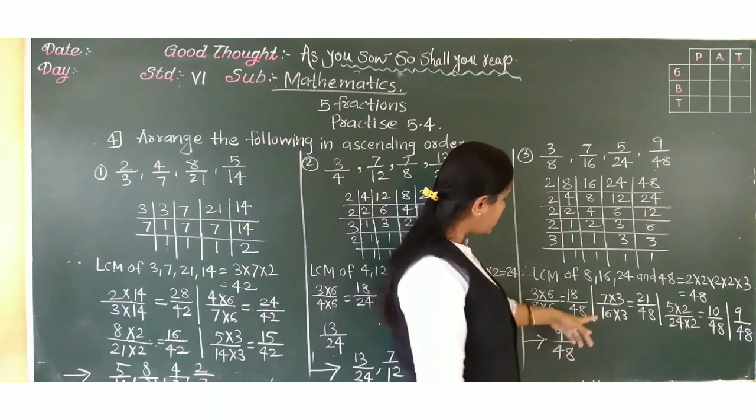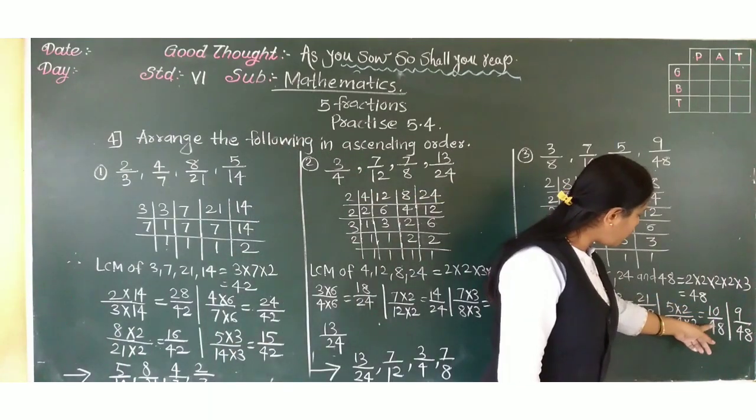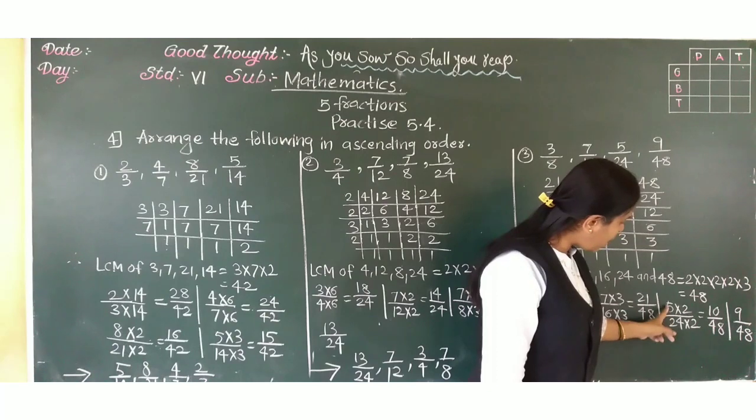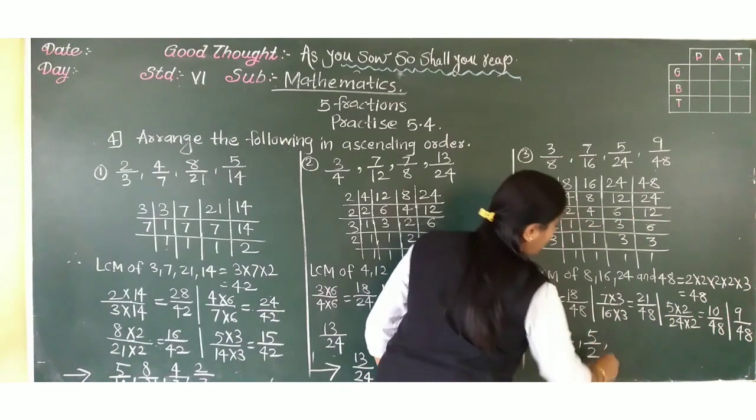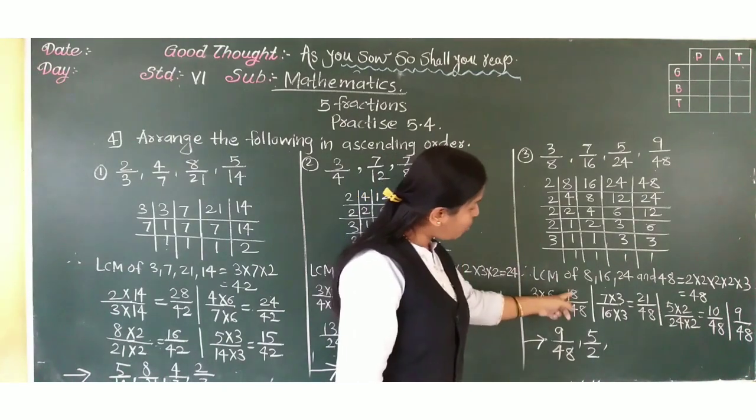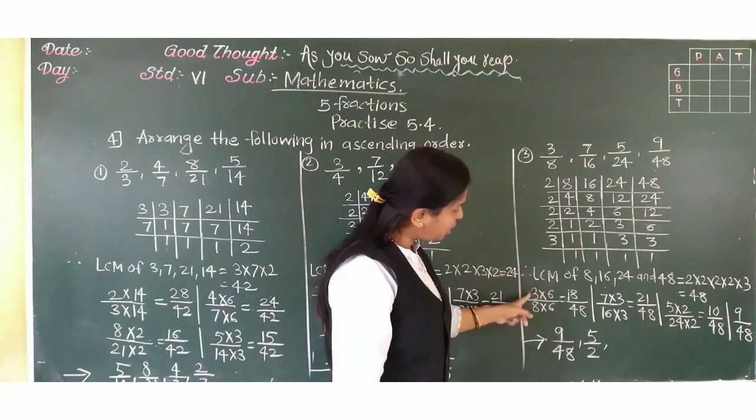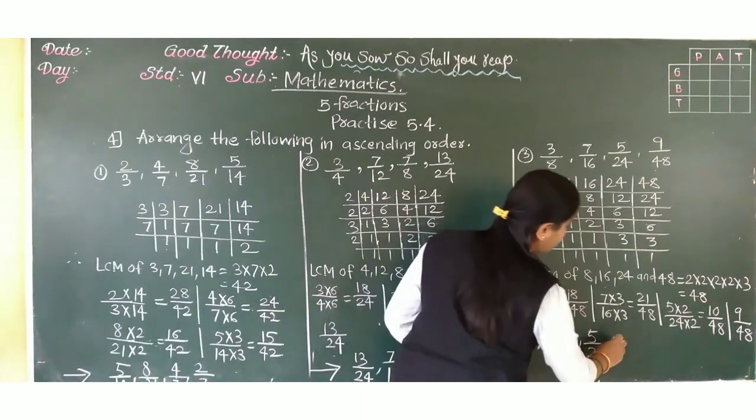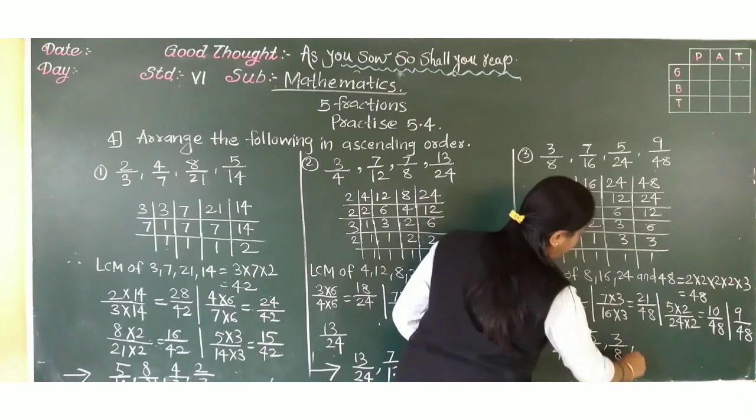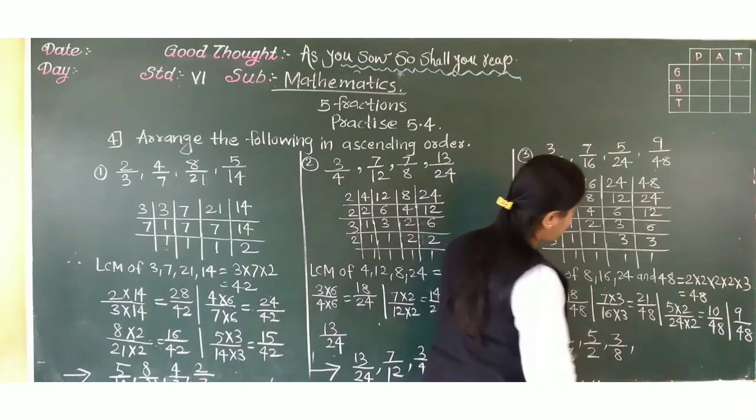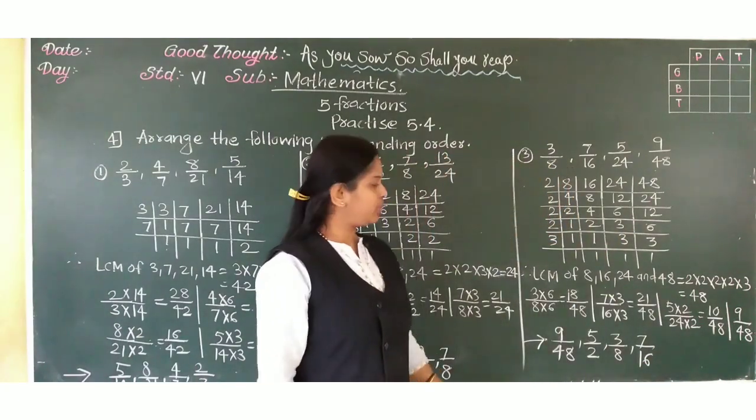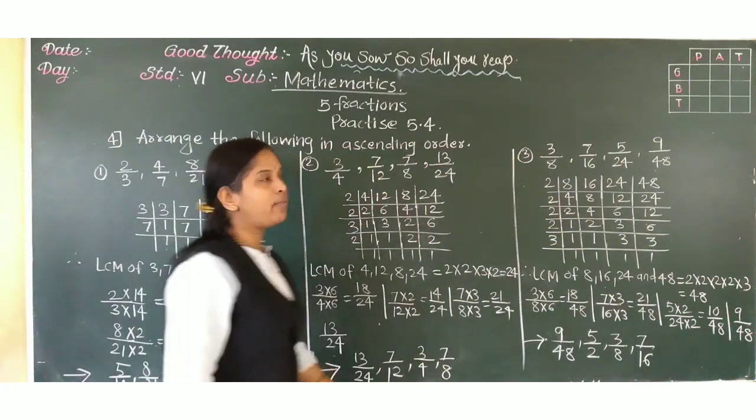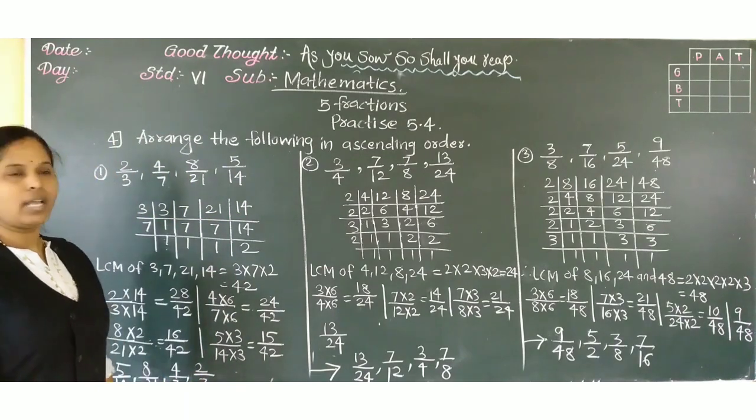After 9, which is this? 10. 10 upon 48. That means which fraction? 5 upon 24. So 5 upon 24 will come. After that, 18 upon 48 will come. Means which fraction? 3 upon 8. Okay. And then this 7 upon 16. Followed? In this way, we have to arrange the ascending order.